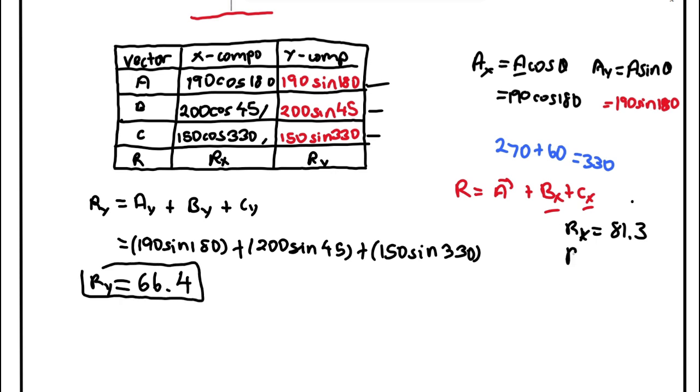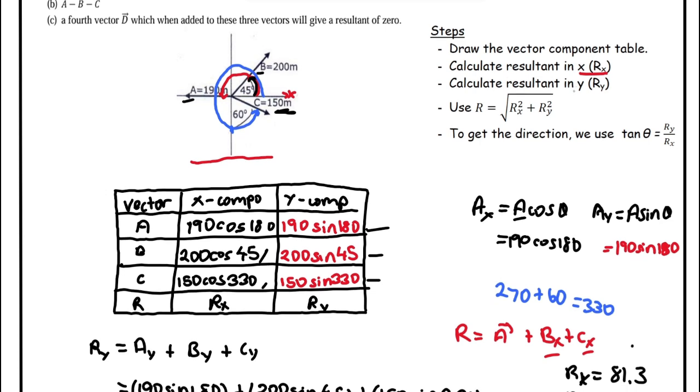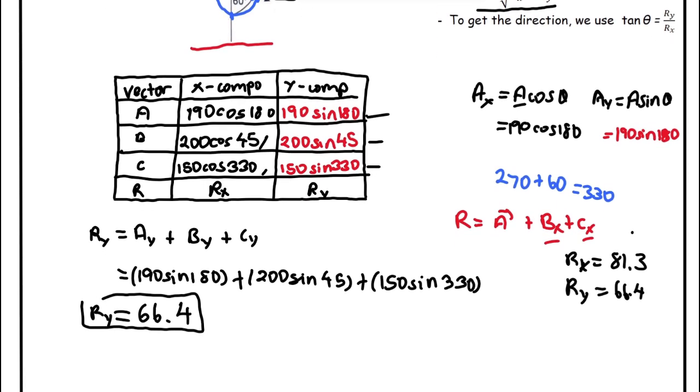Let's write it here as well. Ry is equal to 66.4. Now we are done with the first three steps. We've gotten our Rx, we've gotten our Ry. Now to get the actual resultant, we have to use this formula.